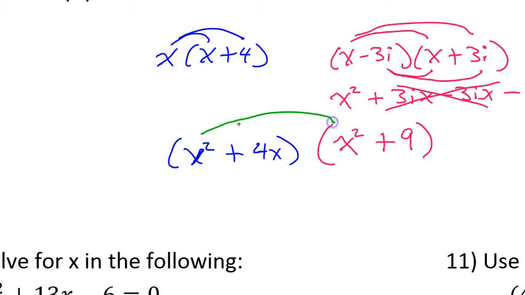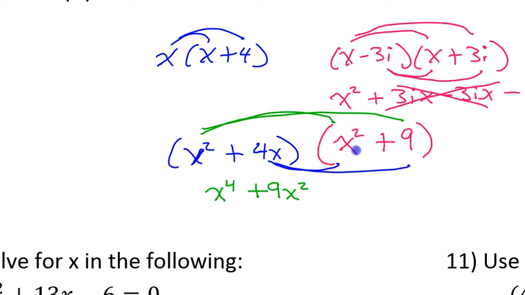So if I do x squared times everything, x squared times x squared is x to the 4th power. x squared times 9 is 9x squared. Okay, now I'm going to do the 4x times everything. 4x times x squared is 4x to the 3rd power. 4x times 9 is 36x.